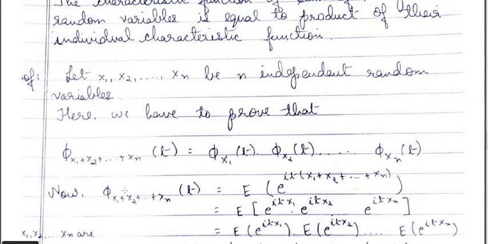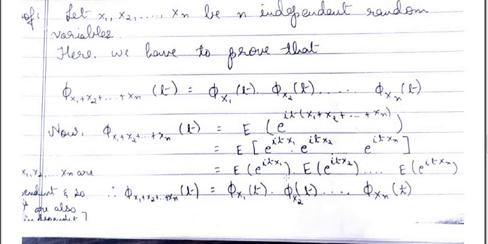That means phi of (x1 + x2 + x3 + ... + xn) at t is equal to expected e raised to it(x1 + x2 + ... + xn). So it x1 plus it x2 plus it xn, that way, right? If x1, x2, ..., xn are independent random variables, their expectations will also be independent. So that means expected e raised to it x1 into expected e raised to it x2 into expected e raised to it xn. So their expectation will also be independent.